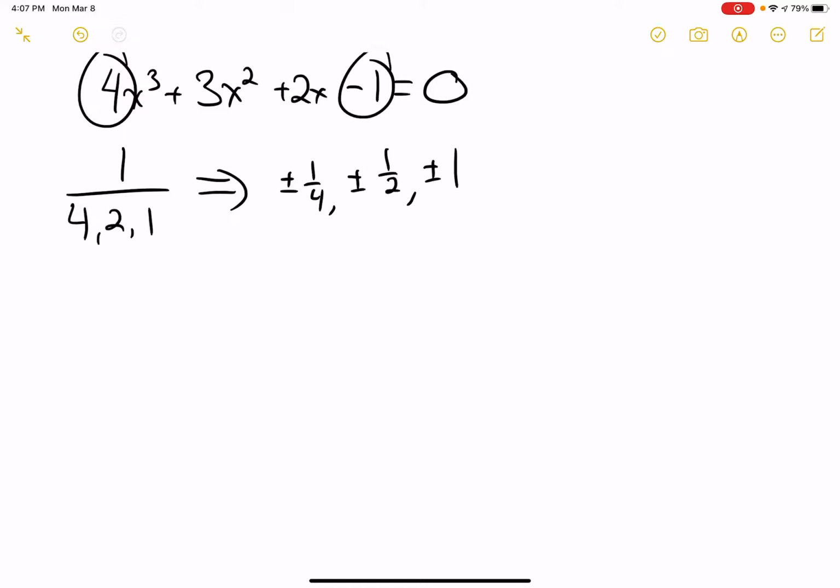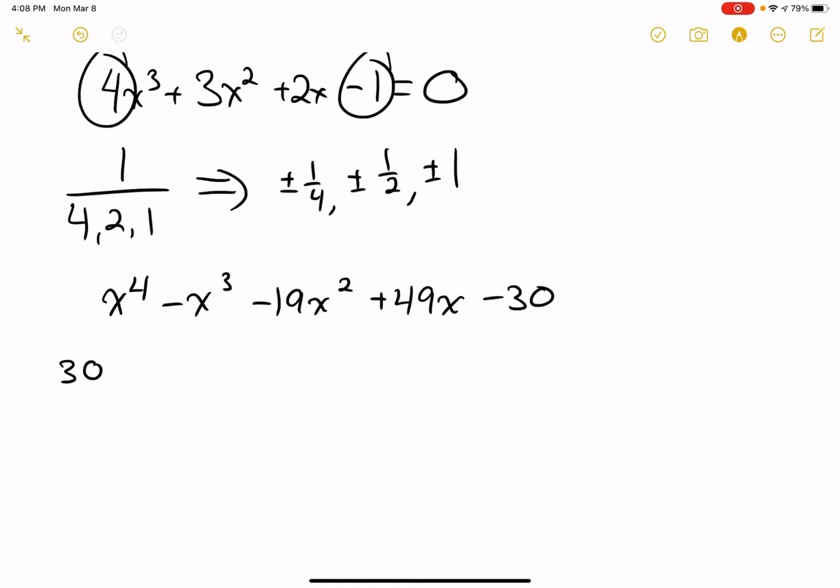Let's take another example. And so now I want to take all of the factors of the last one, which is 30, and then divide them by all of the factors of the first term, which is 1.